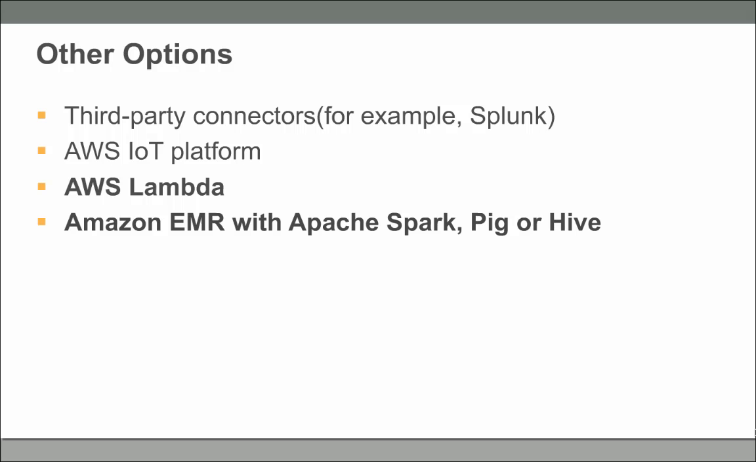So there are other options. There are a number of third-party connectors. There's an example of Splunk that can just connect right up to your Kinesis stream and read the data directly from your Kinesis stream. The AWS IoT platform also integrates nicely with Kinesis, as does AWS Lambda, which we'll talk about here in a minute, and Amazon EMR with Spark, Pig, and Hive.